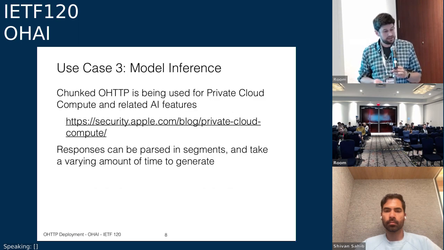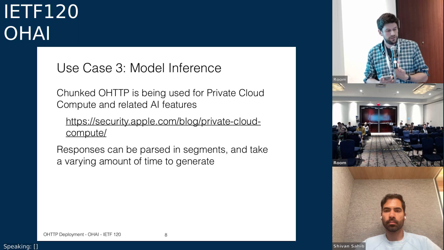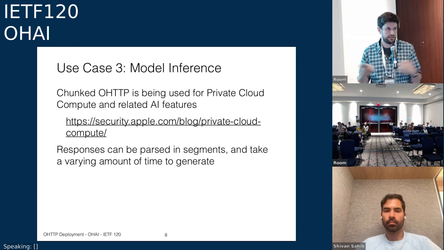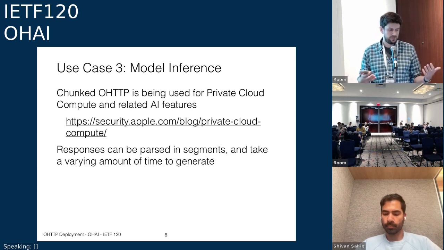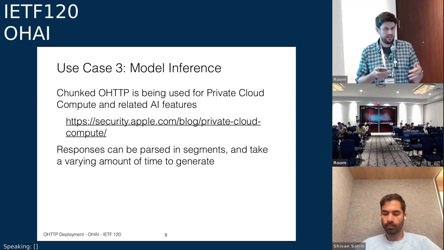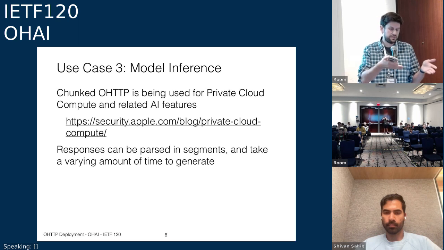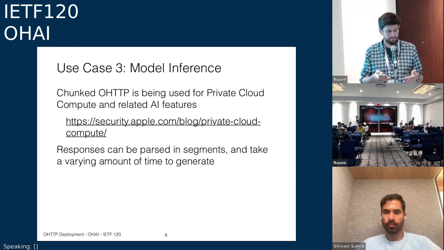And then the newer case that we're using is for model inference. Recently we announced some private cloud compute features for various generative AI things. There's a blog, you can read about all the details there, and it explains that it is using Oblivious HTTP. This is a case where you have potentially large responses or small responses, and they take a varying amount of time to generate, and there's a lot of value to having the beginning of a response and then being able to trickle in the rest of the large generated response over time.